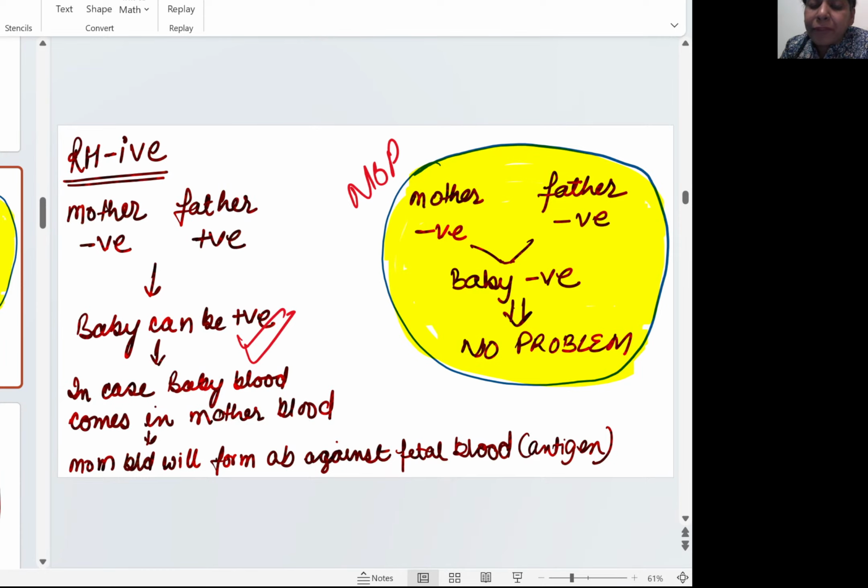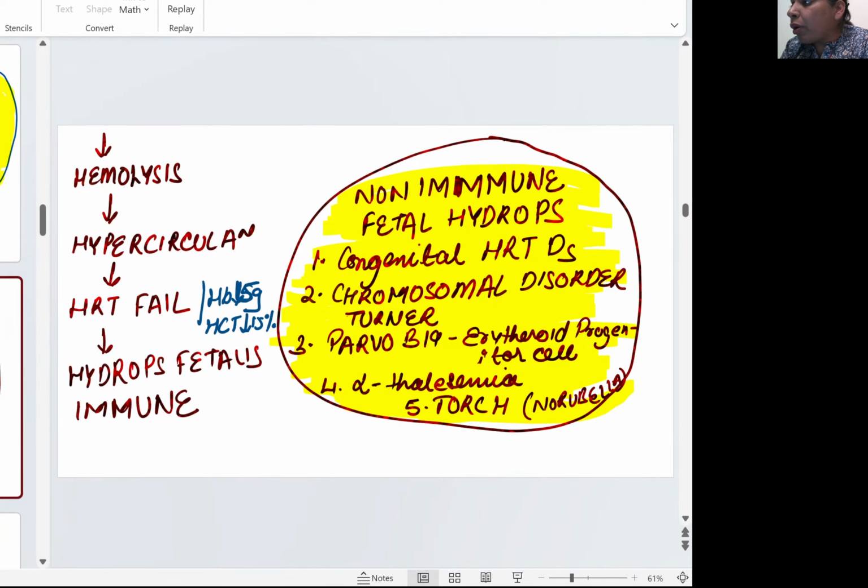At some time, if the positive blood comes into the mother's blood, then what will happen? Mother's blood will form antibodies against the fetal blood, right? And the first time these antibodies will be immunoglobulin M, and it will not cross the placenta. But the next time it will be immunoglobulin G, and it will cross the placenta also. Now what will happen if the mother forms antibodies against the fetal blood?